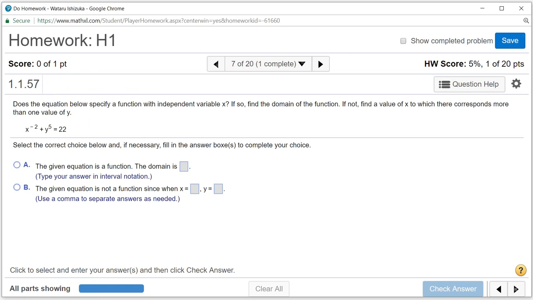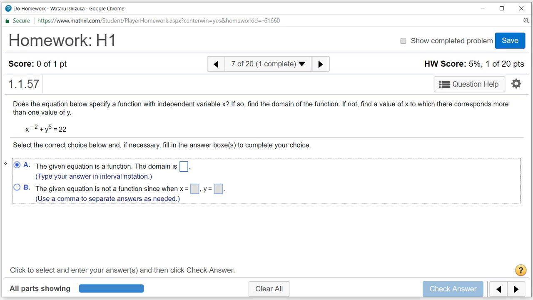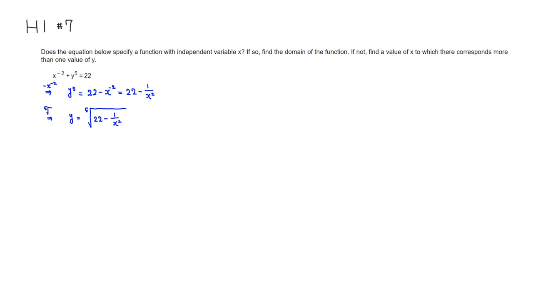All right, so let's answer that question. Select the correct choice. The given equation is a function, so it will be part A. Then we have to find its domain. So what would be the domain?